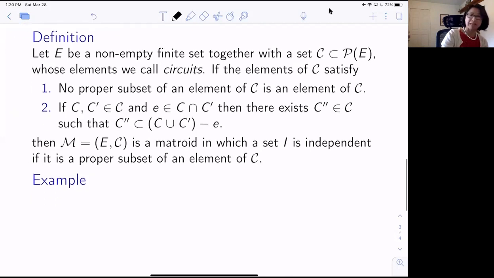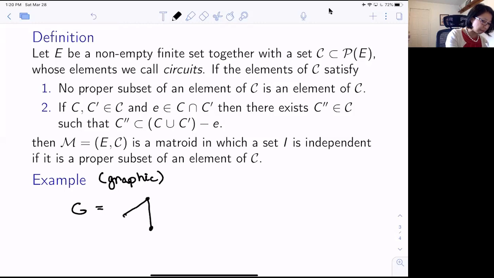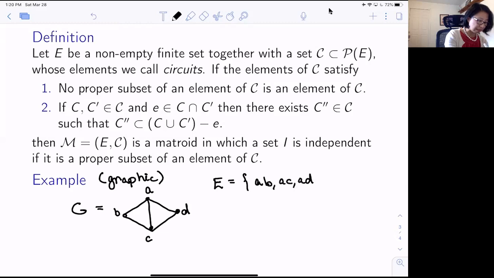So for another example, this time maybe a graphic example. Suppose we let G equal the graph that looks like this. So it has 4 vertices and 5 edges. And I'm going to label the vertices A, B, C, and D. So the edges are AB, AD, AC, and BC. So this is the graphic matroid. So E is the set of all the edges: AB, AC, AD, BC, and CD are my 5 edges.